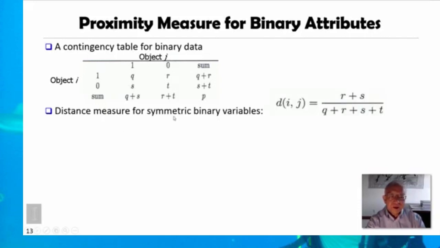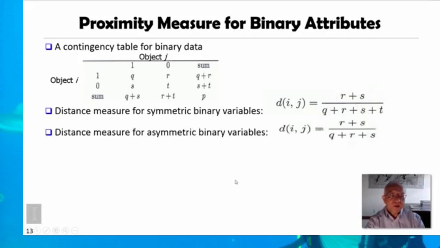Then for symmetric binary variables, that means the chance they appear or they do not appear actually have equivalent chances, or approximately the same chances. We call these symmetric binary variables. In that case, their distance, like r and s, these two cases, they are different. So their distance measure is r plus s divided by all the cases.